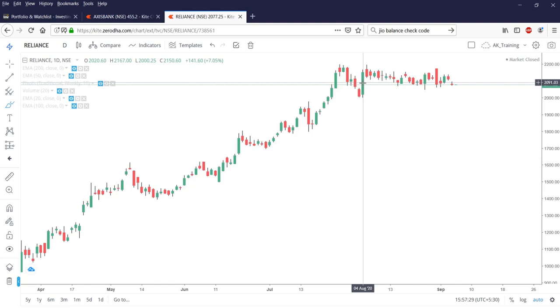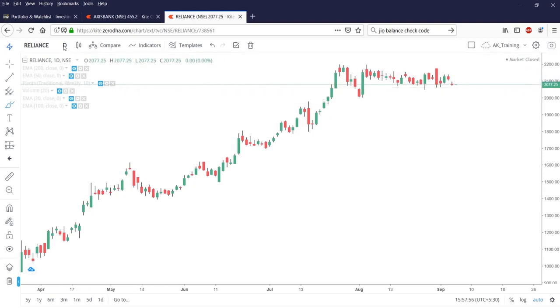That is the maximum price it reached on that day, because we are looking at this in a day time frame. And then it went down to 2000.25. That is the lowest value it reached on that day, and then it closed finally at 2150.60. So it tells me the activity on that day.